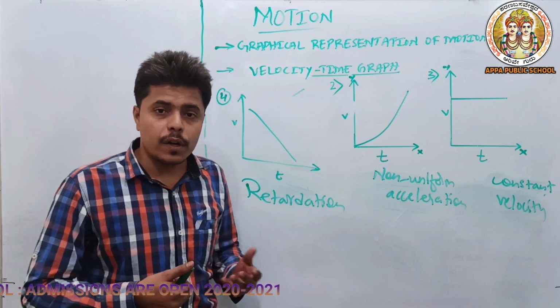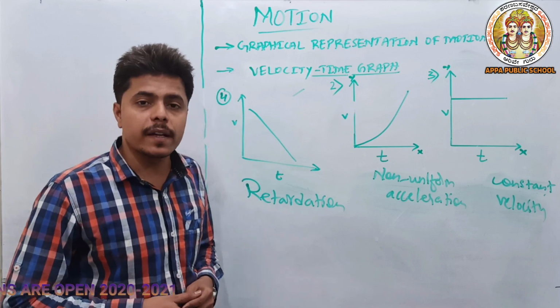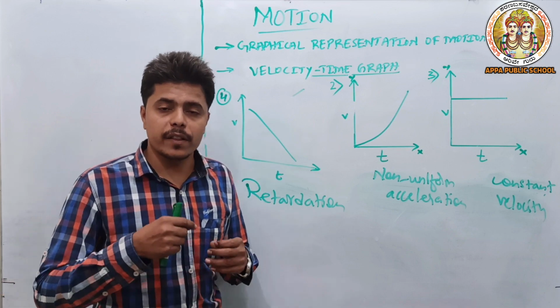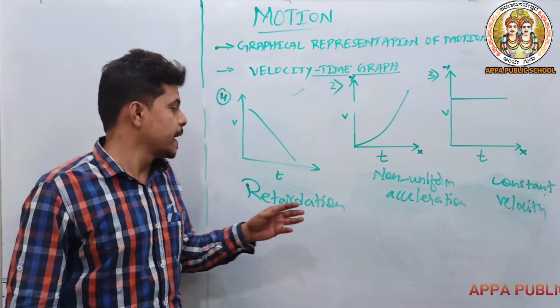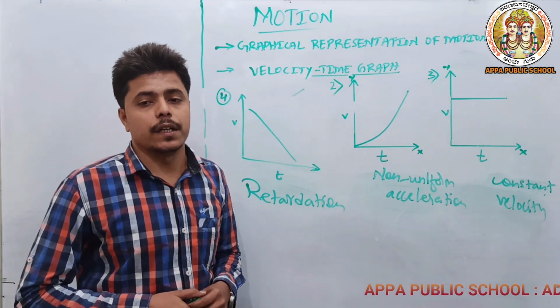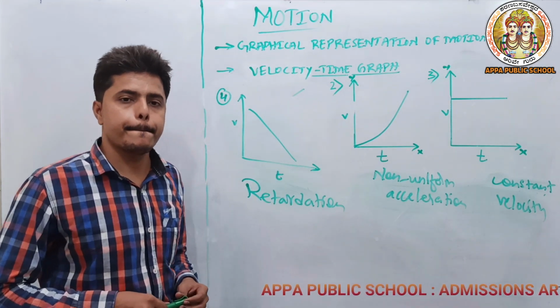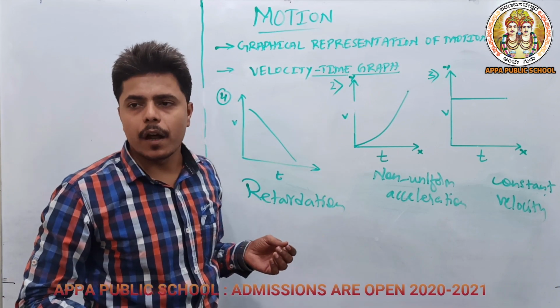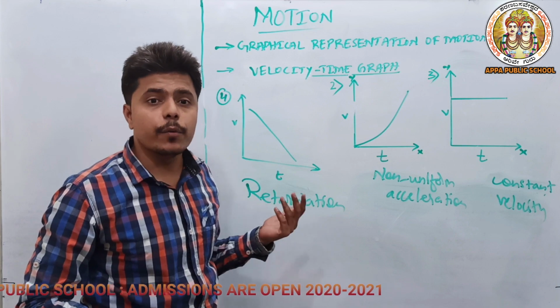So we came across four types of velocity time graph: uniform acceleration, non-uniform acceleration, then when the body is moving with constant velocity, and the fourth one is retardation. So this was about the velocity time graph. Now we will go for the equation of motion.